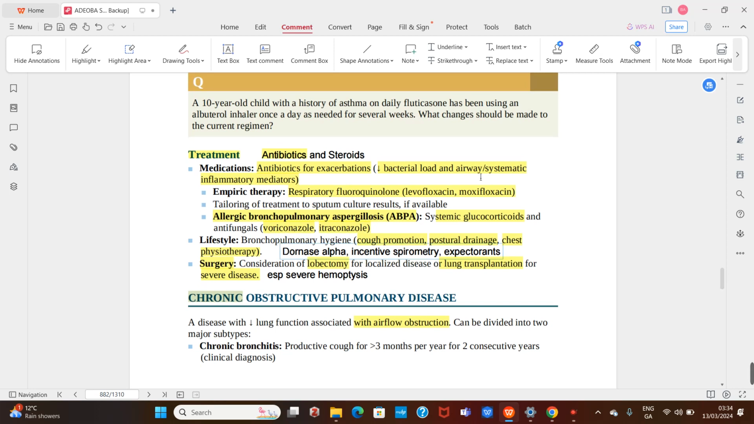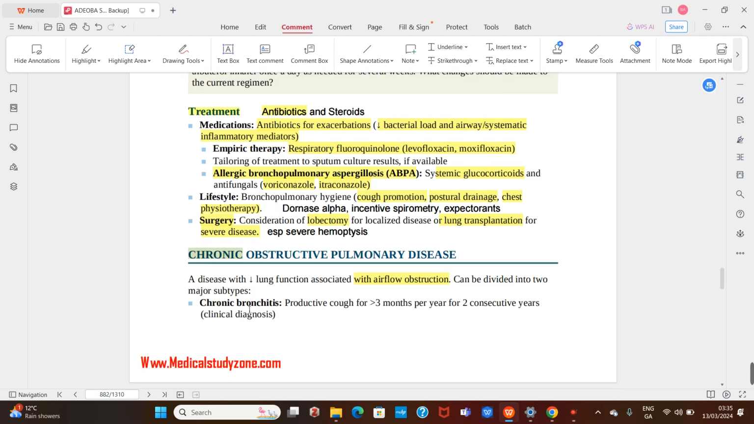So you should not forget your antibiotics or your antifungal with your steroids, encouraging lifestyle modification. You can place them in certain positions to facilitate mucus clearance. You can give mucolytics. You can give expectorants to allow for cough production, and chest physiotherapy. Then in severe cases, lobectomy or definitive lung transplantation to solve the problem once and for all.